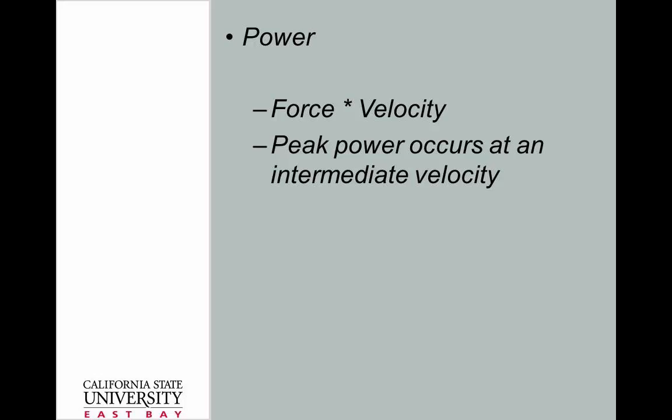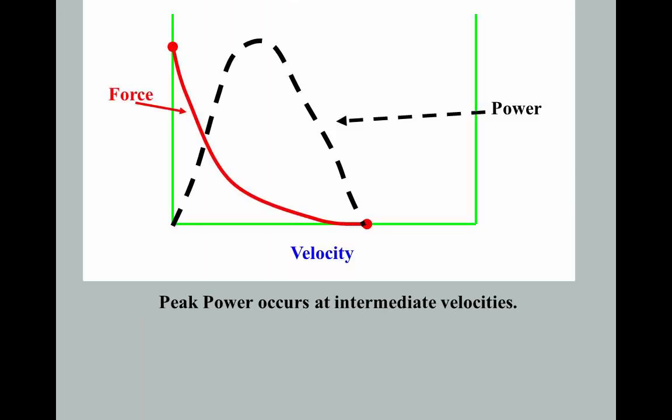And since we're mentioning velocity and force, that leads us back into power, right? Because power is also force times velocity. Peak power of a muscle occurs at an intermediate velocity. And we've mentioned that before, but we'll look at it again in a concentric contraction in the next slide.